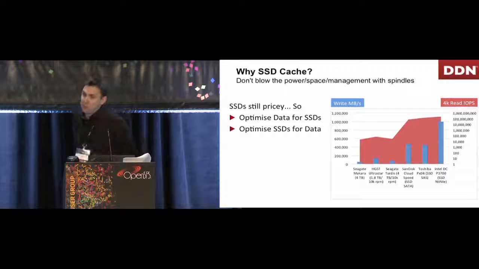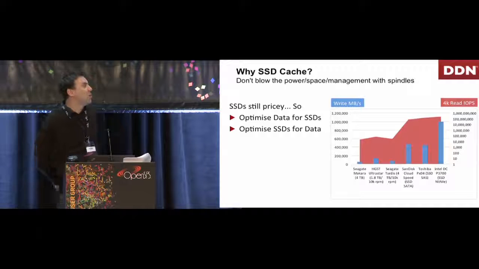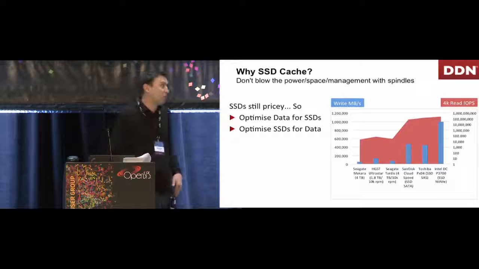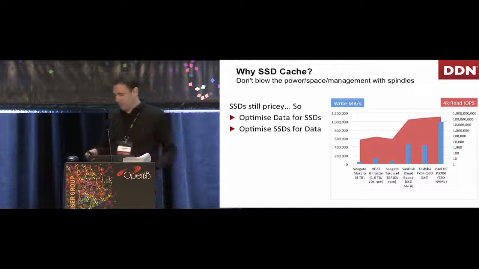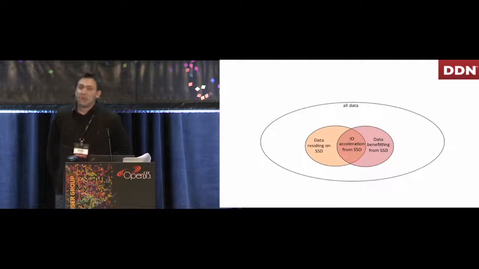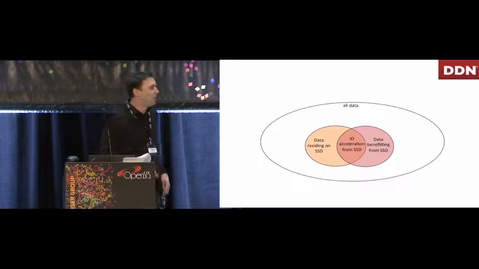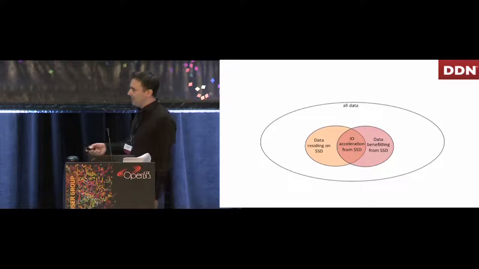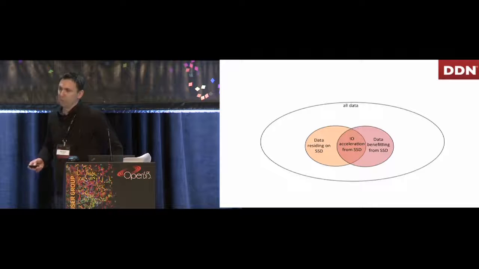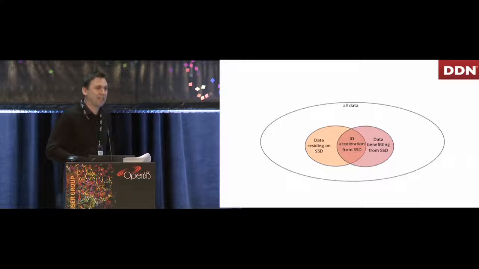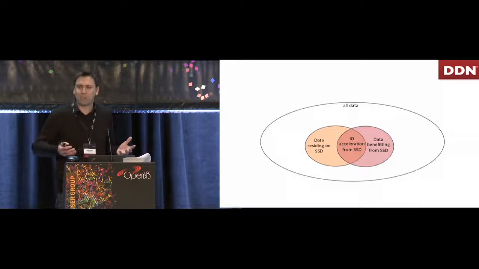We can do that in 2 ways, which I'll explain during the talk. One is we can optimize the data for the SSDs, and the other is we can optimize the SSDs for the data. Sounds like gobbledygook, but it'll become more sensible. So here's my Venn diagram of all data in your Scratch file system. And some of that data resides on an SSD at any one time, and then some of that data benefits from residing on the SSD. Unfortunately, typically, not all the data that benefits from the SSD is sitting on the SSD.